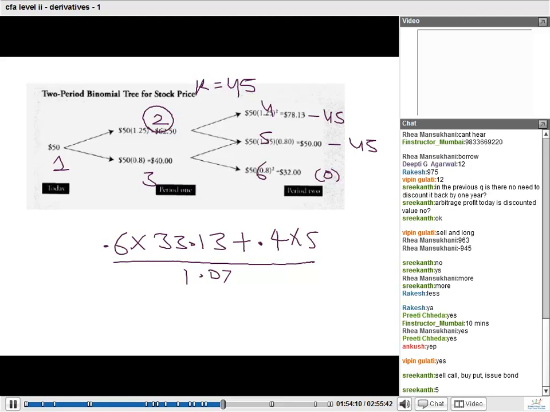Similarly, I can compute the value at node 3. At node 3, what do I see? A 60% chance of $5 and a 40% chance of $0. Either way, the value looks to be coming 1 year later, so I'll discount it back by 1.07. I'll get the value at node 3 and node 2. The value at node 1 will be 60% into the value of node 2 plus 40% into the value at node 3 divided by 1.07, that is the value at node 1.